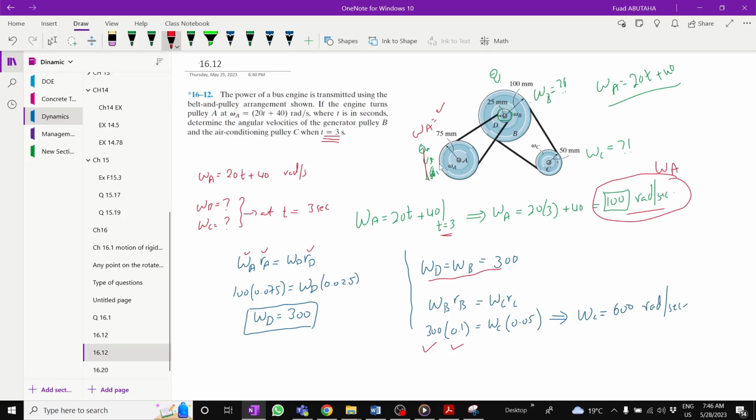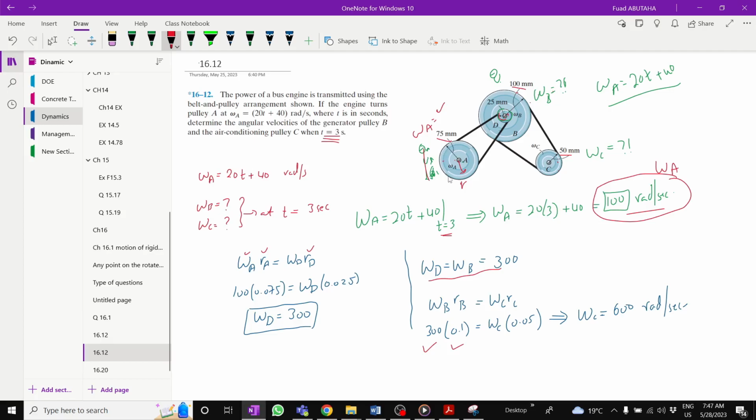Then we start to link this pulley with the small one, and all the radii are given. The radius of A is 75 millimeter. The radius of D is 25 millimeter. The radius of P is 100 millimeter, and the radius of C is 50. So it's so much easier. To get the omega of the big one, we need to go from here to this one, and this one will be the same as the big one. Then from here we can get the other one linked with the radius. So the first thing we calculated is omega A, which is 100.